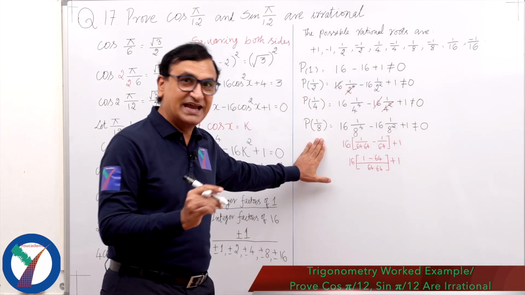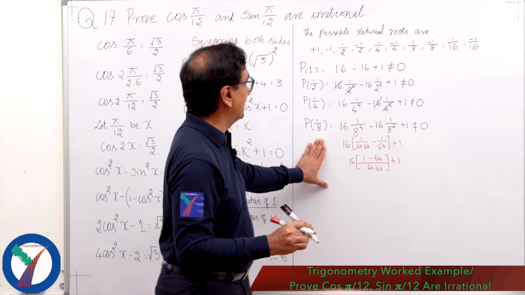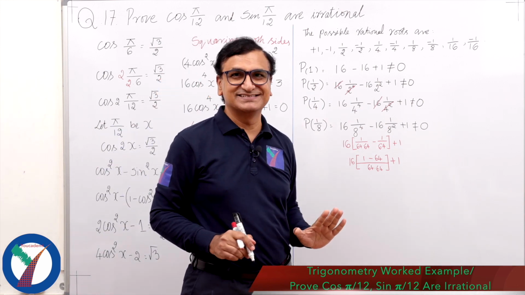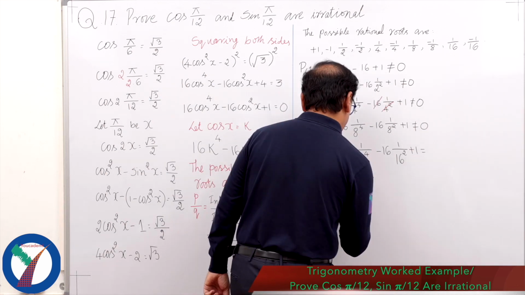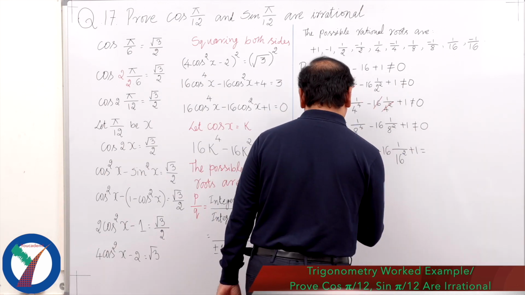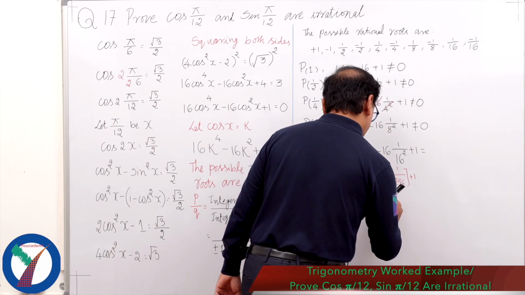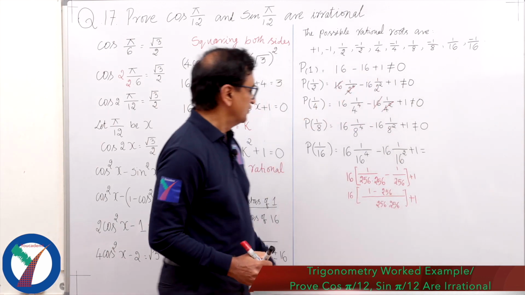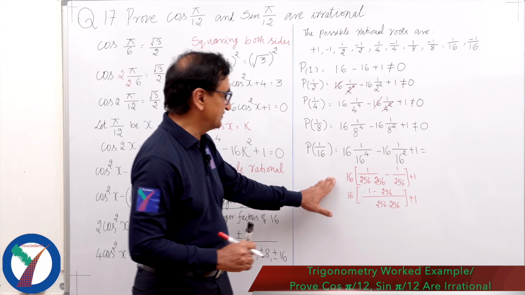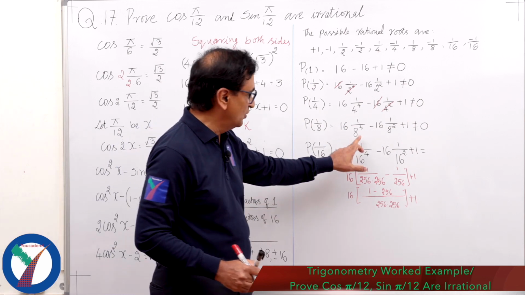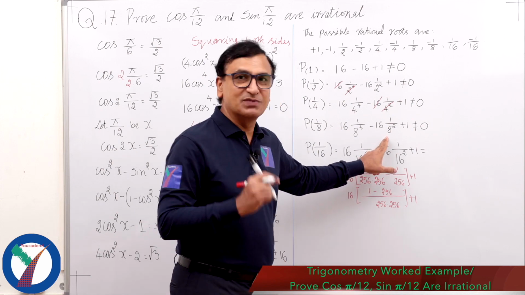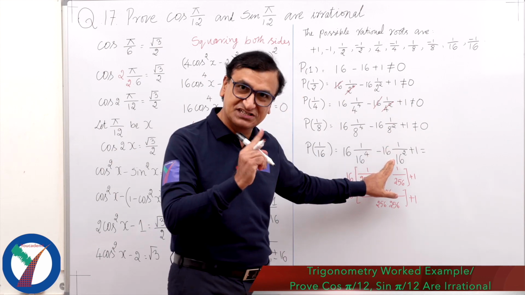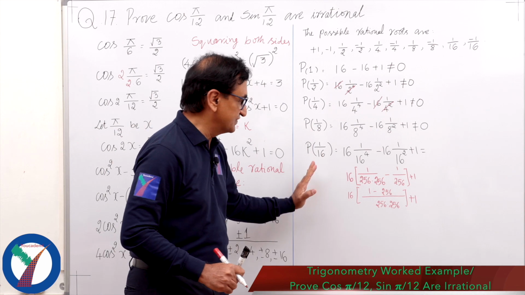So 1 by 8 is also not a rational root. Next we are going to apply 1 by 16. Okay, so I have applied 1 by 16. So you have 16 multiplied by 1 divided by 16 power 4 minus 16 multiplied by 1 divided by 16 square plus 1. Factor out 16.